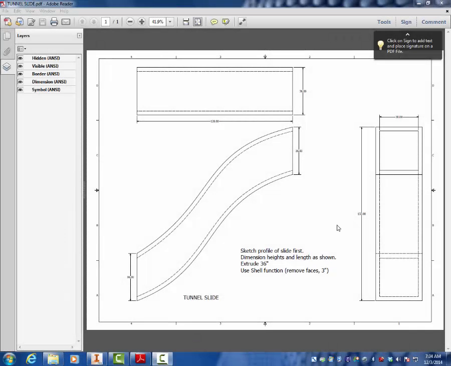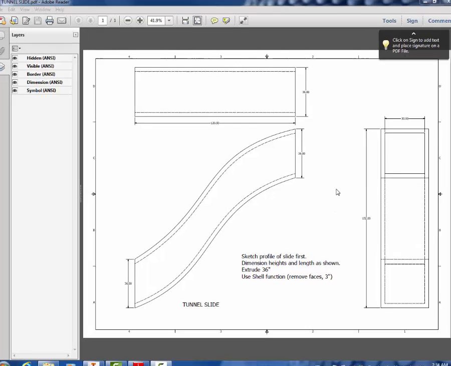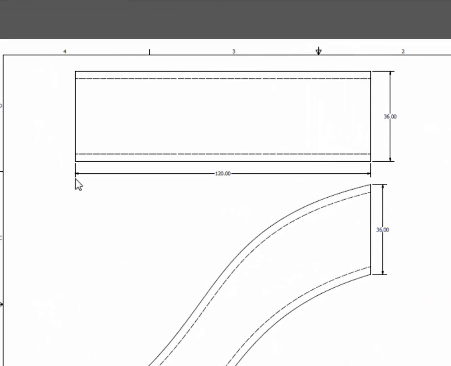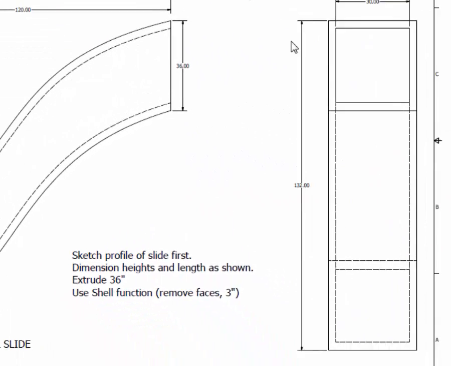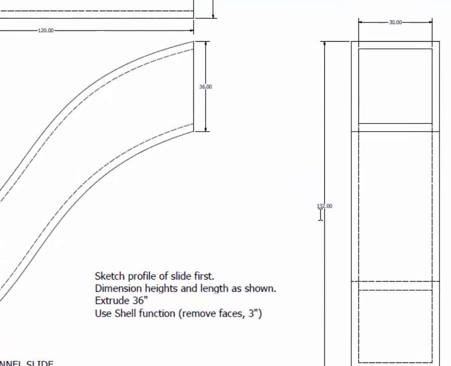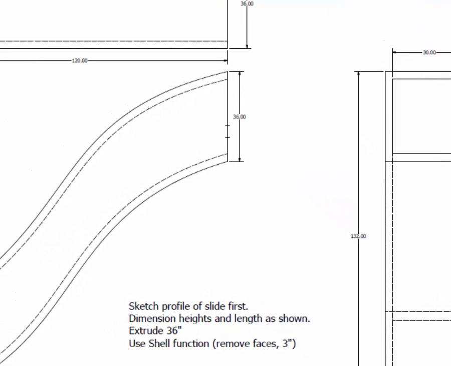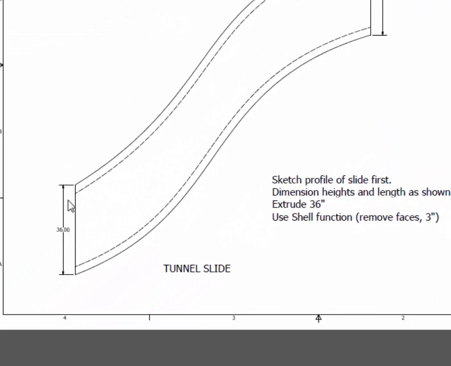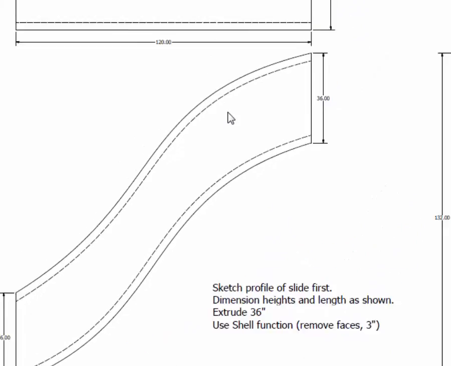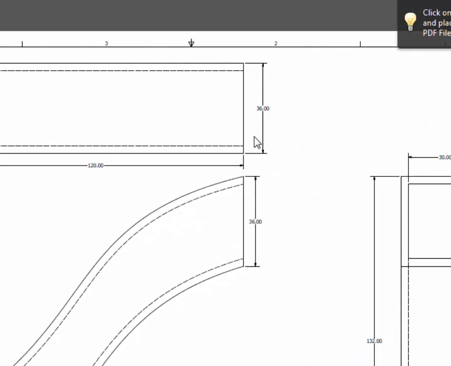Alright, so we need to make the two slides, and we're going to start with the tunnel slide, quite frankly, because it's the easier of the two to do. So you can see the drawing that we've got. We're going to an overall length of 120, an overall height of 132. The top of the slide is 36 inches tall, the bottom of the slide is 36 inches tall, and the width of the slide is 36 inches.